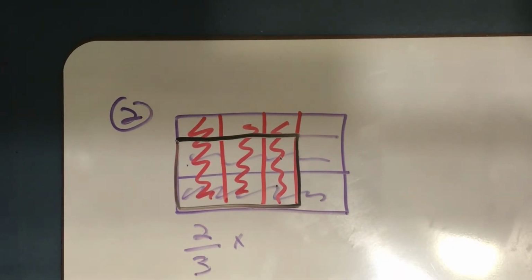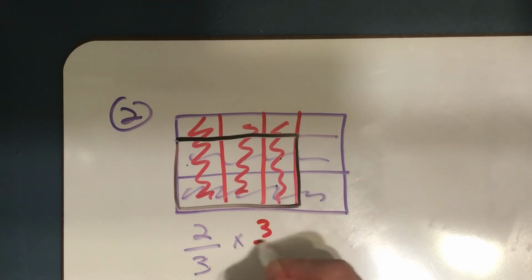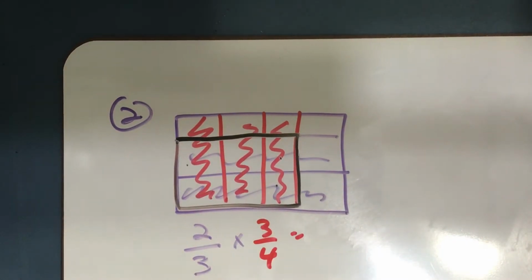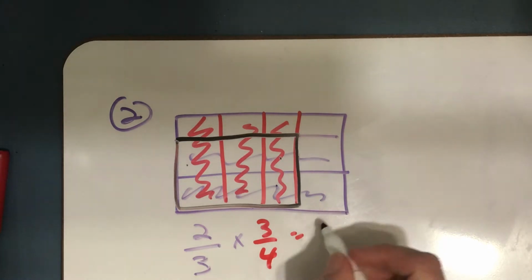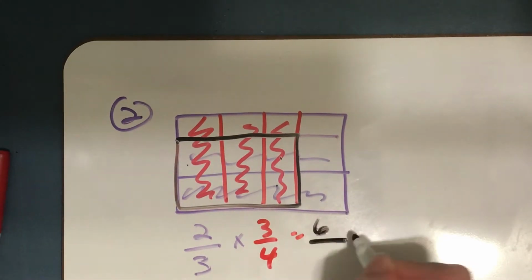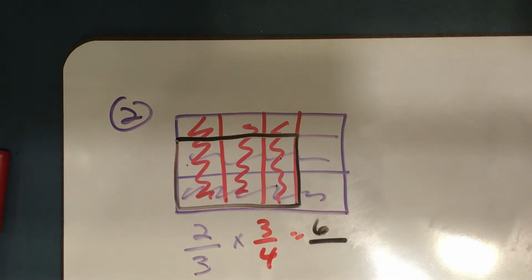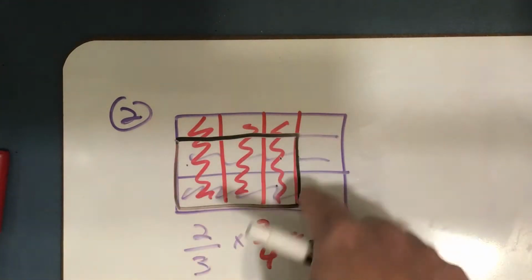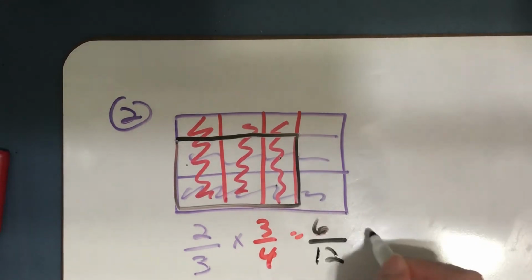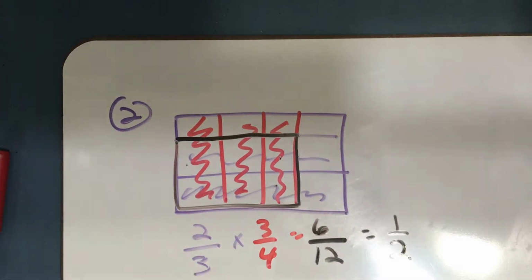First I need to write down my second problem. 2/3 times 3/4. And then I have 6 blocks shaded in, purple and red, out of, if I count all of them, I see there are 12, because it's 1, 2, 3, 4 times 3 is 12. 6/12, which I know equals 1/2. So that is number 2.